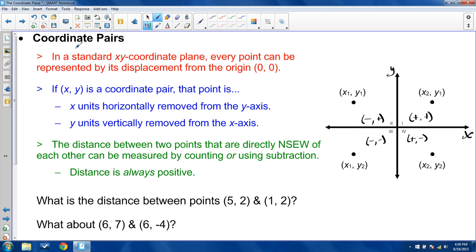Okay, to begin, let's look at coordinate pairs. Here are four examples of coordinate pairs: x1, y1, x2, y1. Notice how they're the same height. They're y1 units up. x2, y2, and x1, y2. So notice, again, these are the same height. They're down low. These x1s are directly above and below each other. These x2s are directly above and below each other.